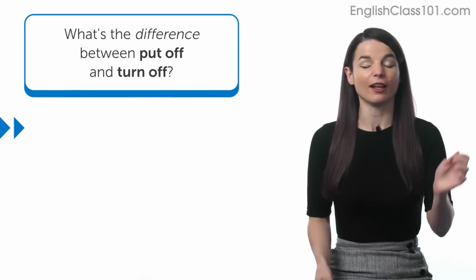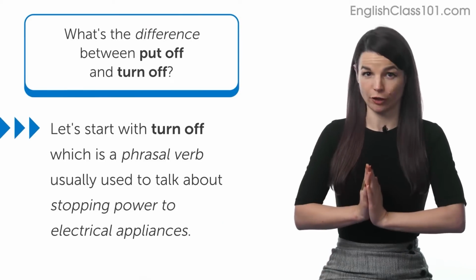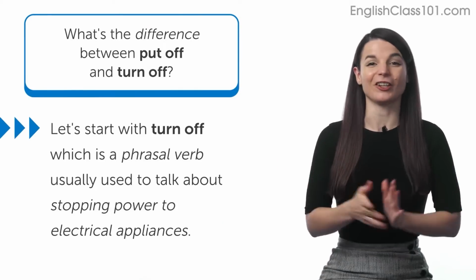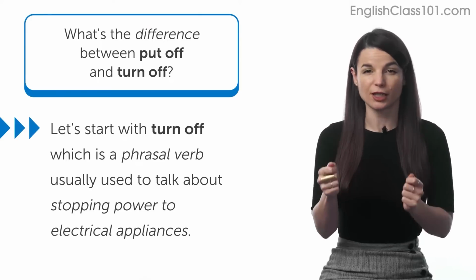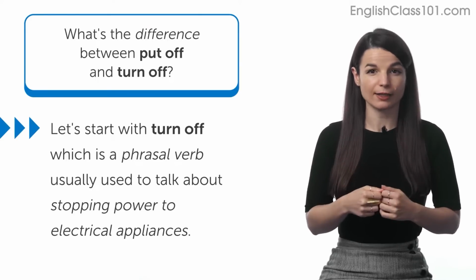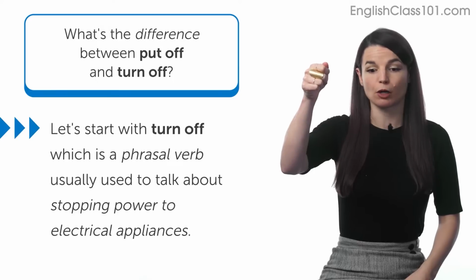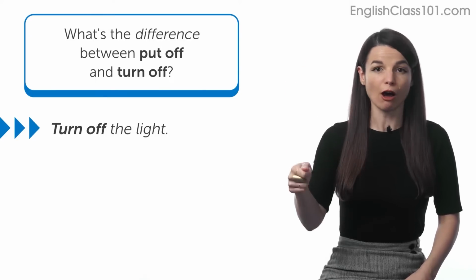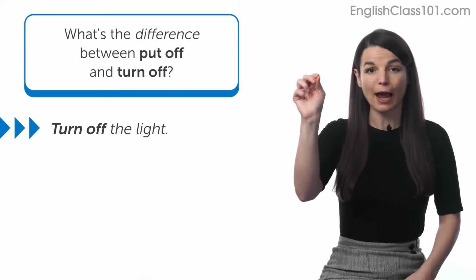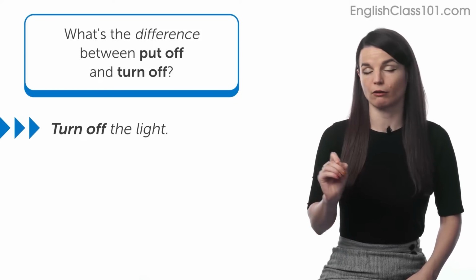Nice question. Okay, let's talk about turn off first. Probably a lot of you know the phrasal verb to turn off. We use this a lot for machines, for electrical devices, when we want to take the power from on to off. So for example, when we say turn off the light, we mean turn the power off or remove the power from the light, right?